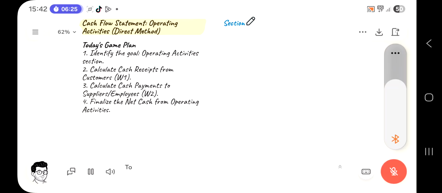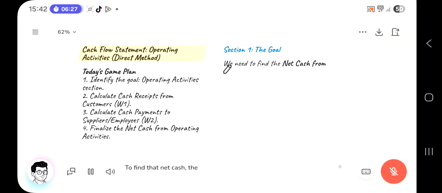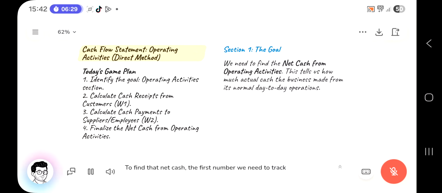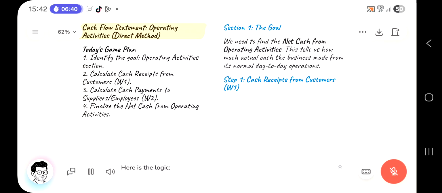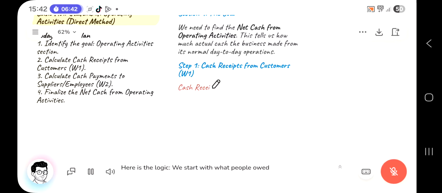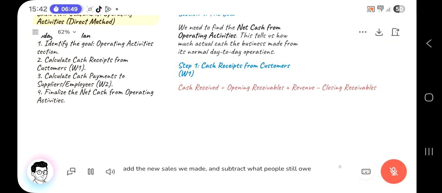To find that net cash, the first number we need to track down is how much money actually landed in the bank from our customers. We call this cash receipts from customers. Here's the logic. We start with what people owed us at the beginning, add the new sales we made, and subtract what people still owe us at the end. The difference must be the cash we collected.